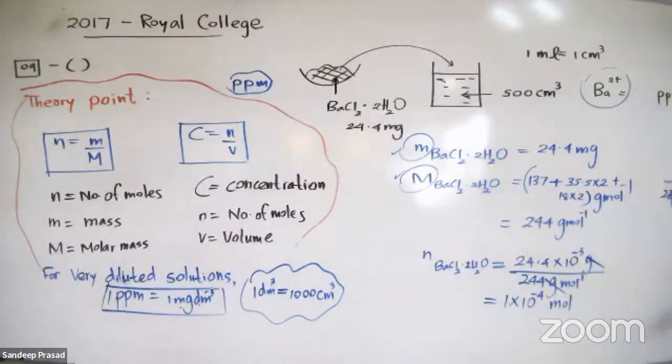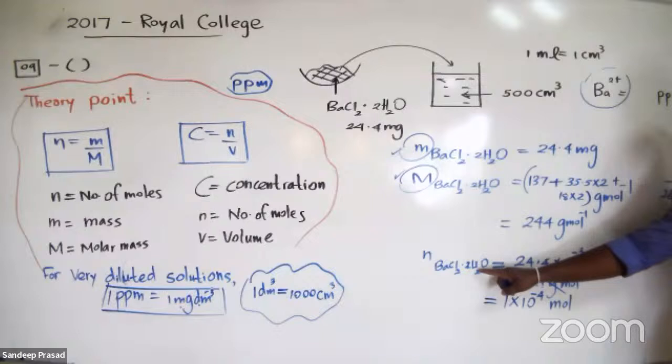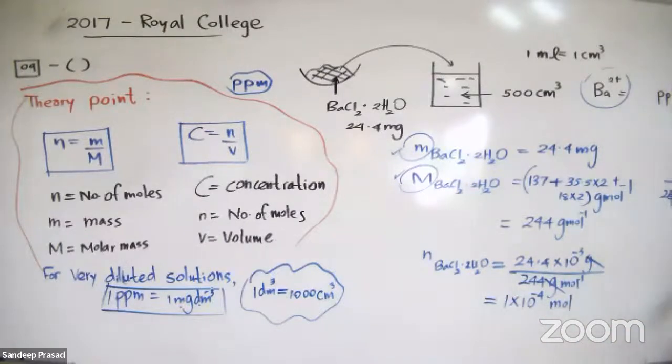These moles of barium chloride are 1 into 10 to the power minus 4. First of all, come up to here, and if you have any doubts, let me know. Take your time.